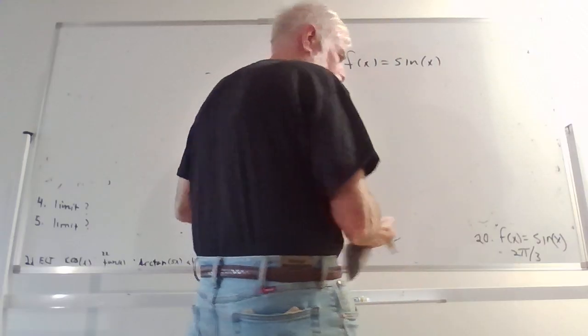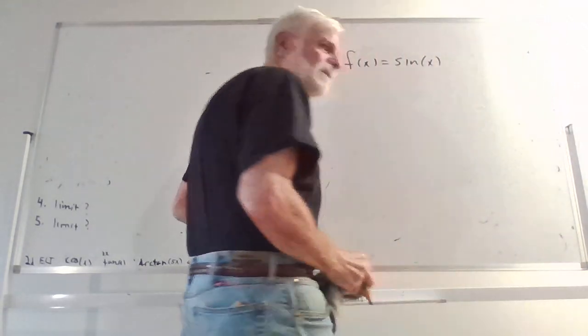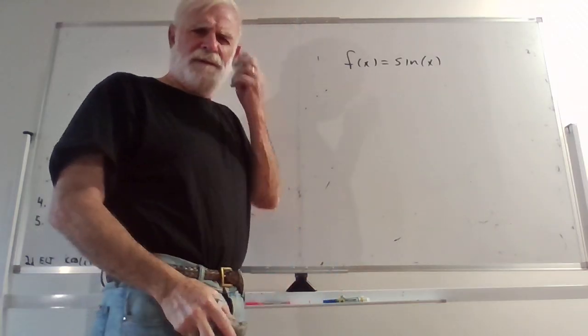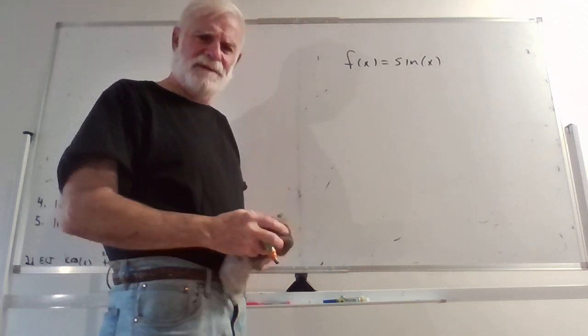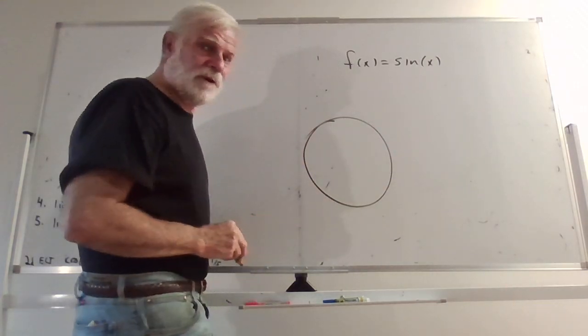I said 2 pi over 3. I'm going to change that. How about we do 19 pi over 6? Write the derivative of the sine function at 19 pi over 6. Okay, your brain had to go and think about the circle.